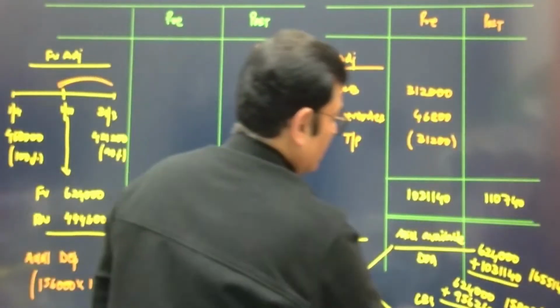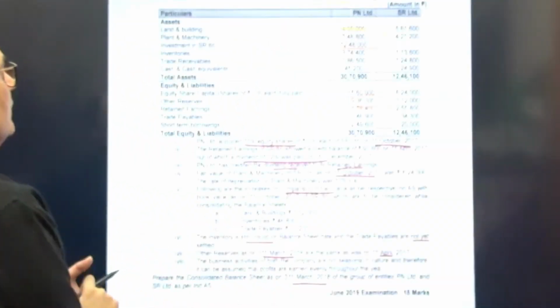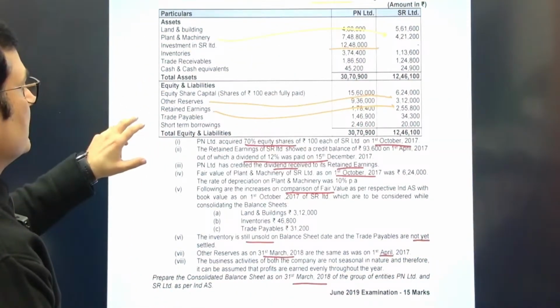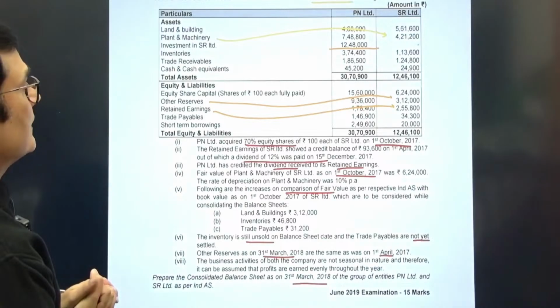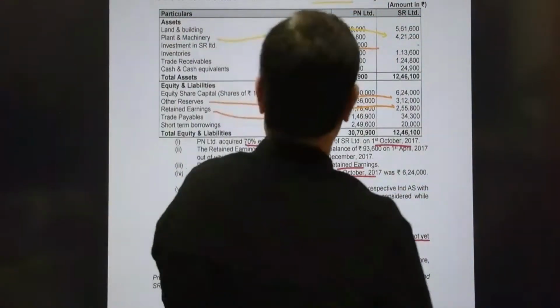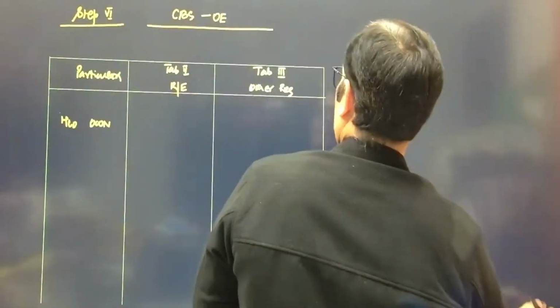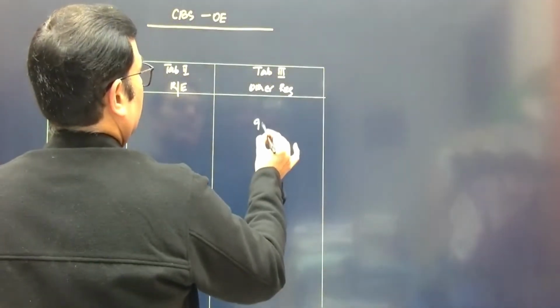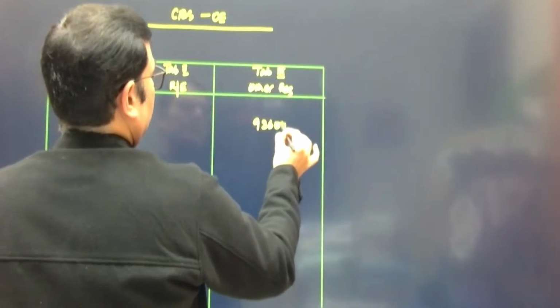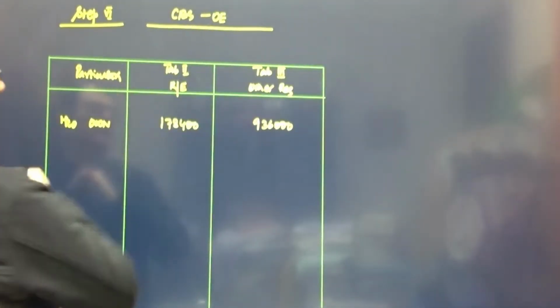So we go back to the balance sheet. Oh, we've gone far away. So in terms of the other reserves, it is 936 and the retained earnings is 178,400. So other reserves is 936. And what was the retained earnings? 178,400, right? Yes, sir. Great.